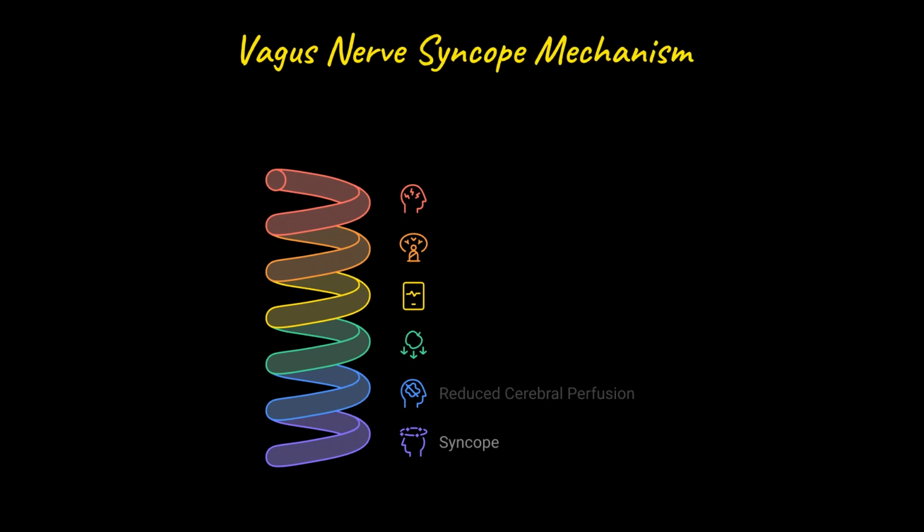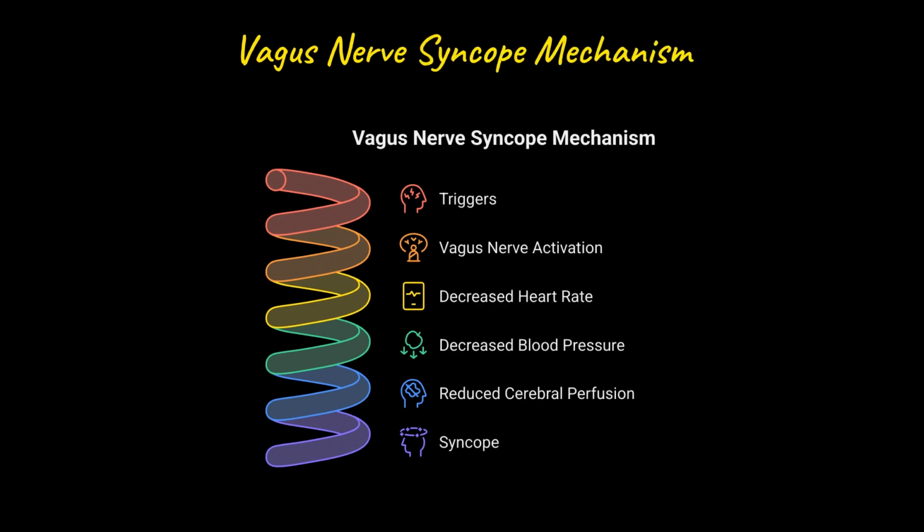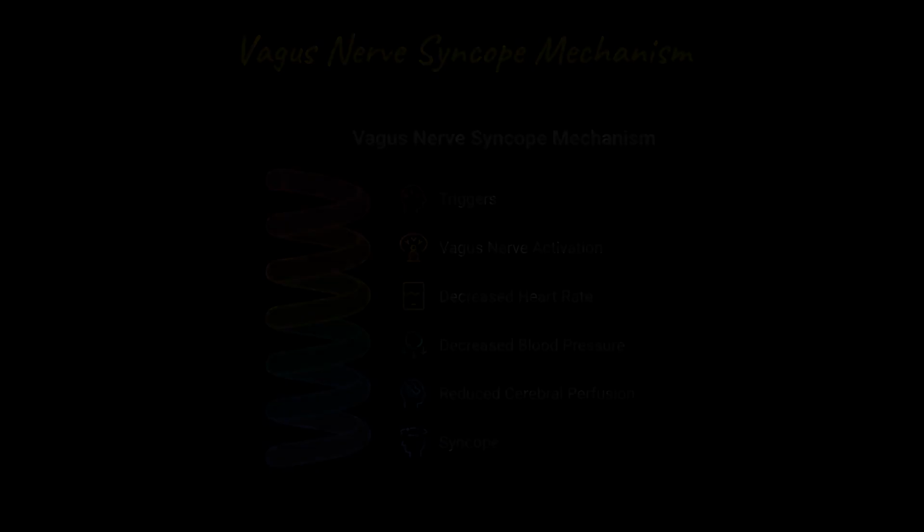The vagus nerve is the trigger in response to pain, anxiety, or the sight of blood. It fires and causes a sudden drop in both heart rate and blood pressure. With less pressure driving blood upward, cerebral perfusion falls and the patient loses consciousness.